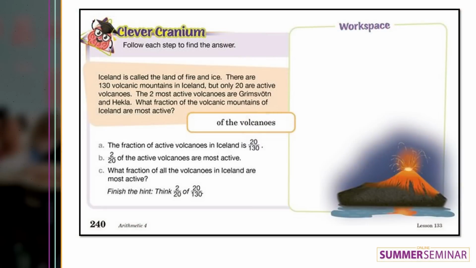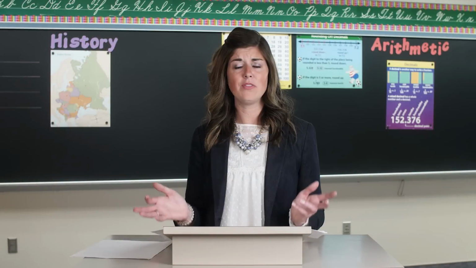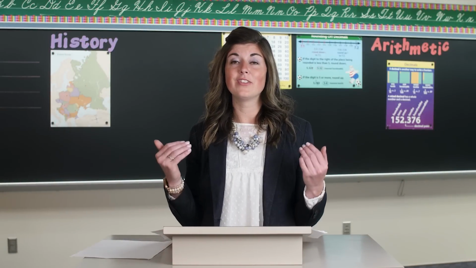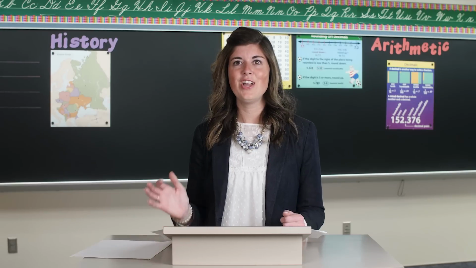Let's actually look at a story problem. If you'll notice on your screen, I love this story problem because it has several higher level thinkings. It says that Iceland is called the land of fire and ice. There are 130 volcanic mountains in Iceland, but 20 are active volcanoes. The 2 most active volcanoes, and then it gives their names, and then it says what fraction of the volcanic mountains have the most activity. And there are multiple questions for one story problem. That's great. In 5th and 6th grade, we have those too, and they have those on their tests. So you don't want to gloss over your story problems.